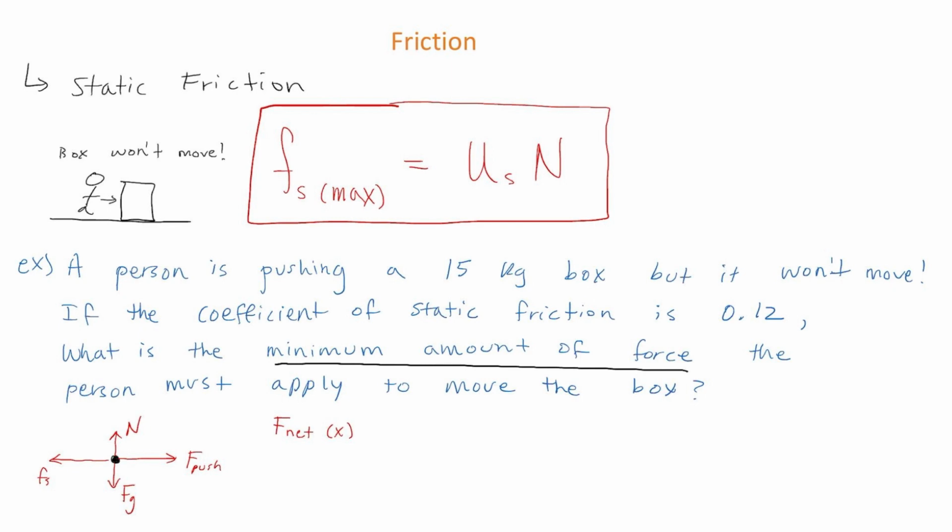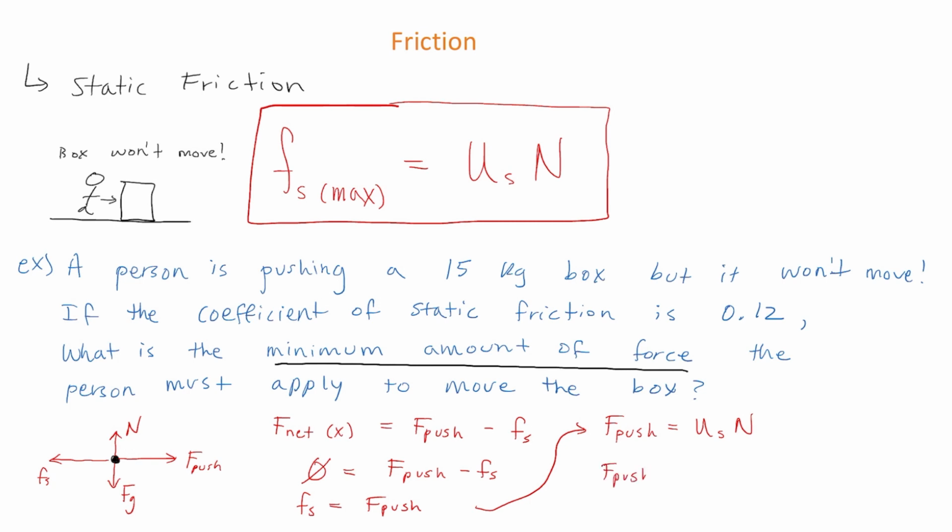The next thing I like to do is write an F-net equation. And because we have forces acting along the x-axis and the y-axis, we will have to use an F-net x, which would be equal to the pushing force minus the static friction. Now because the box is not moving, F-net x is equal to 0. And if we rearrange this equation, that means the static friction is equal to the pushing force. And we can expand this to write that the pushing force is equal to mu s times n.